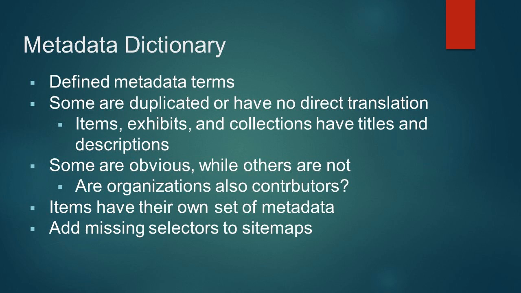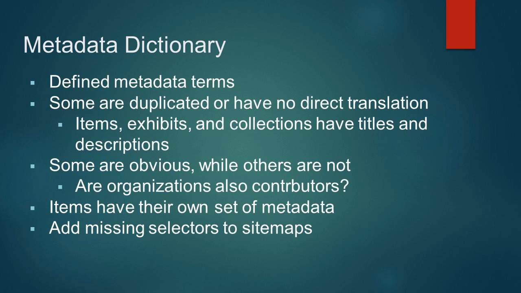So what we did was, once we had our list of terms, we created a definition of them, like what is the title, what is the description. And what we found was there was some duplication, as well as some terms that don't have a direct translation. Some of the ones that got duplicated were title and description, because those appear not only in the overall project, but within an exhibit or within a collection or within items.